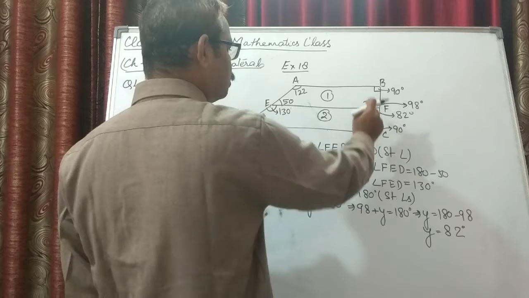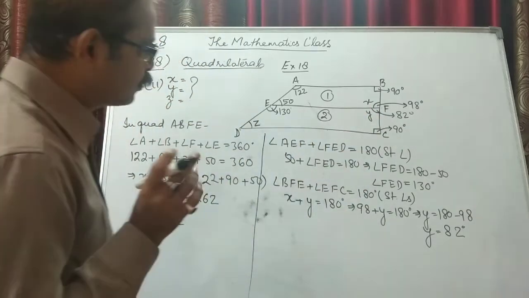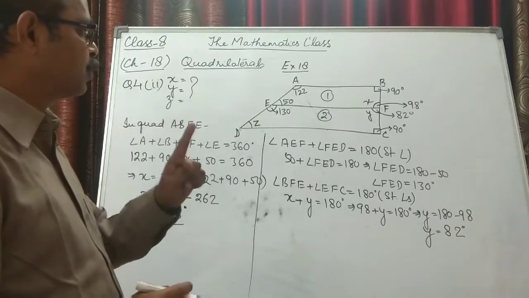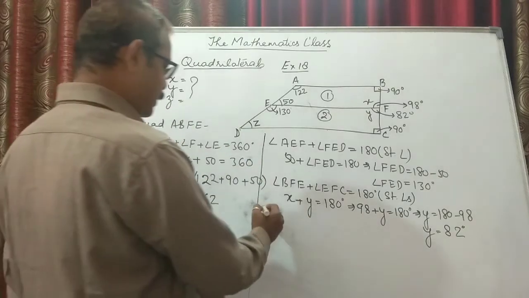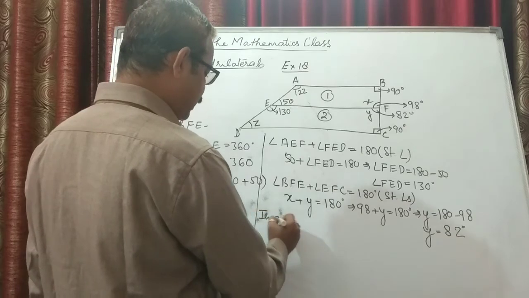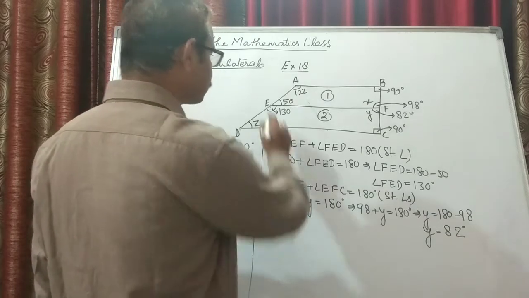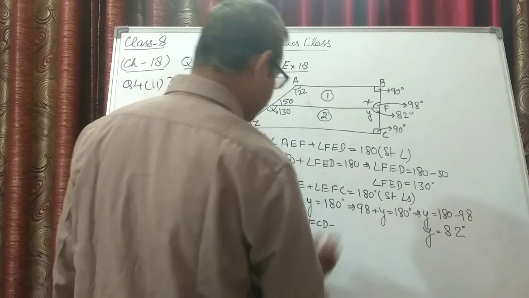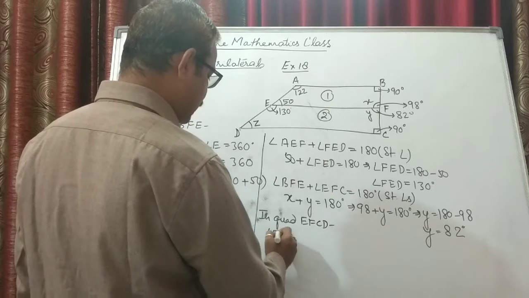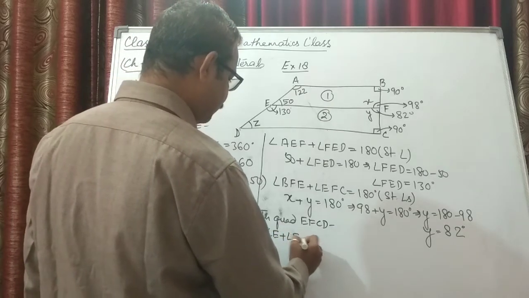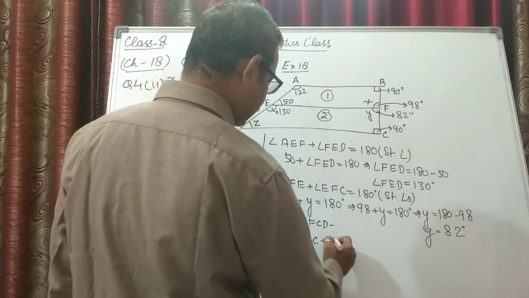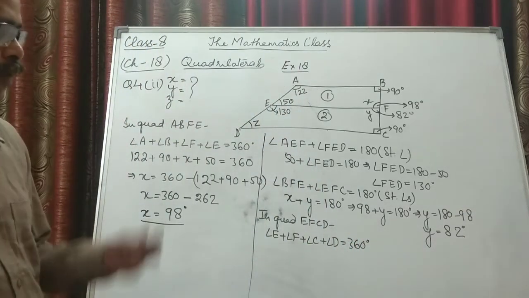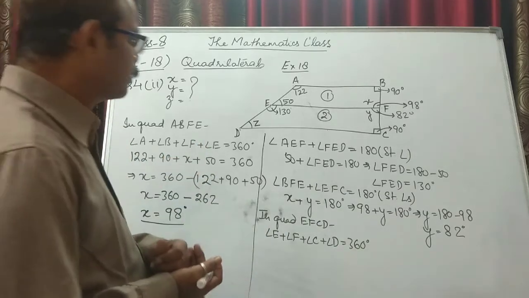Now 1, 2, 3, 4. Out of 4 things, we have the value of 3 things. We need to find out only one value. So now we can say in quadrilateral, which quadrilateral? EFCD. In quadrilateral EFCD, we can say angle E plus angle F plus angle C plus angle D is equal to 360 degree. That is what we are learning in this chapter, that the sum of all the interior angles of the quadrilateral is 360 degree.